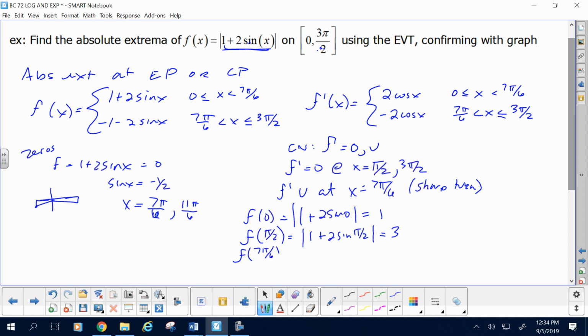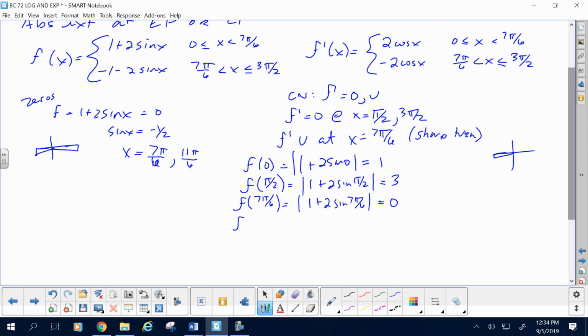7 pi over 6. That feels like it's a flex point, so it feels like that's where it should be flipping, and this should be 0. But let's see. What is the sine of 7 pi over 6? Negative 1/2 times 2 is negative 1, and 1 minus 1 is 0. Cool. And what about f at 3 pi over 2? 1 plus 2 sine of 3 pi over 2, rather. And what does that come out to?